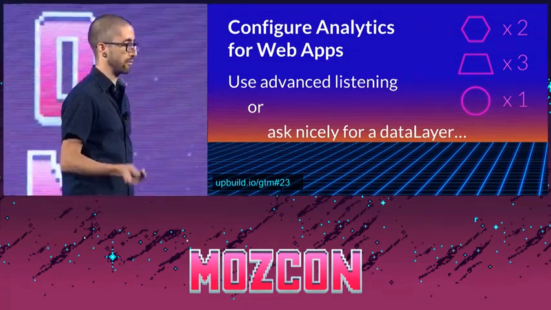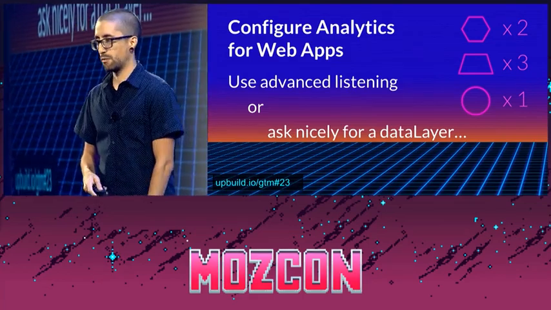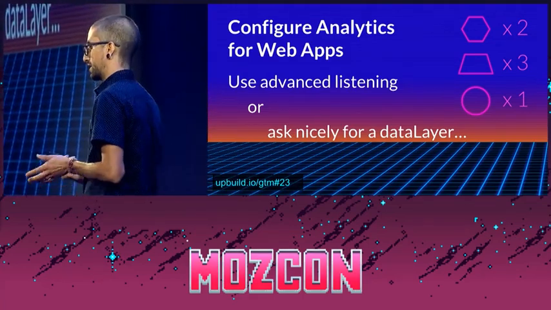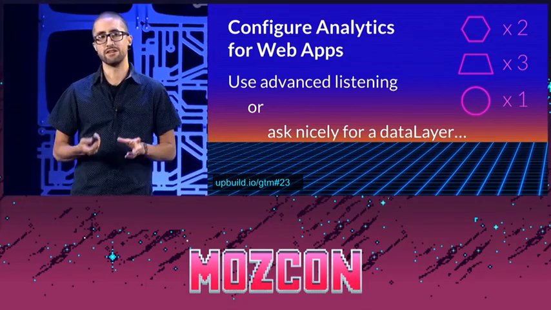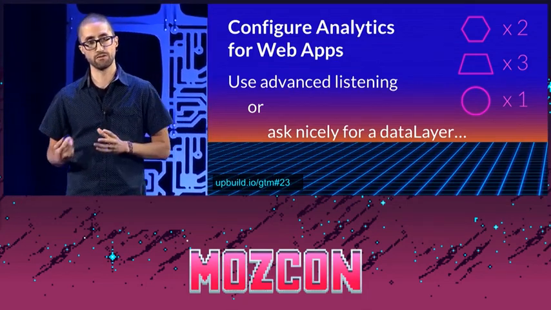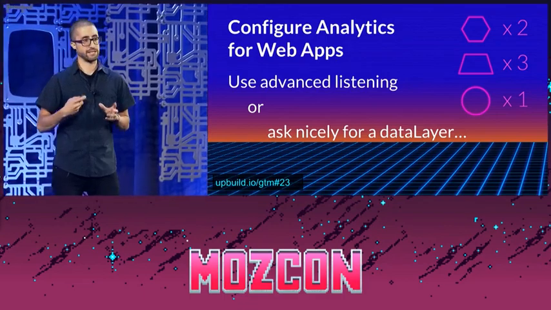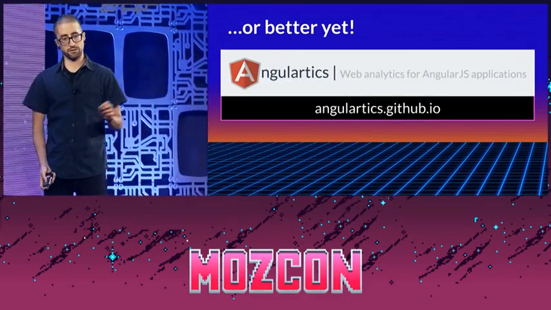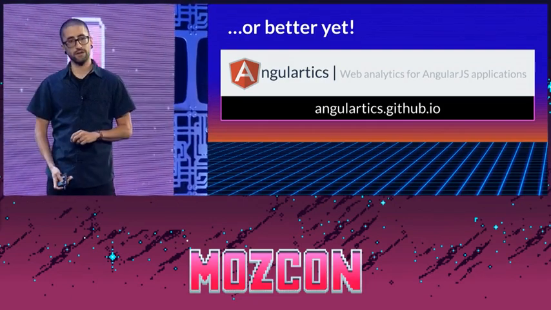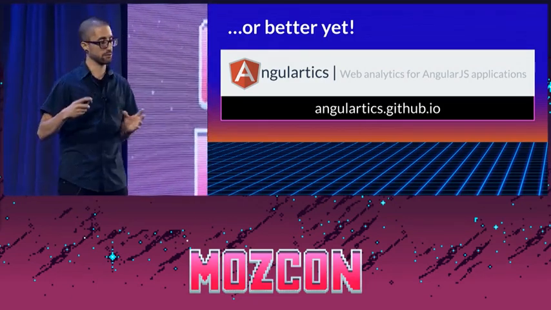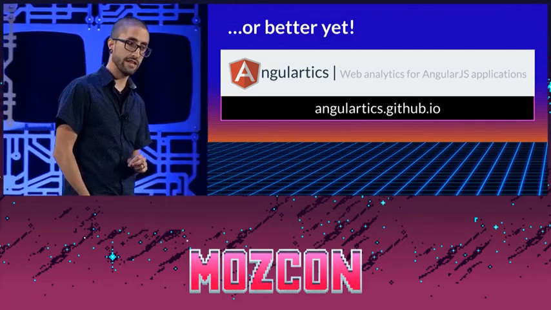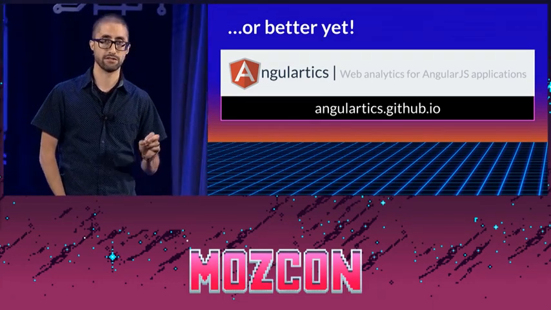So you have to kind of figure out whether you're going to use advanced listening, whether you want to ask your developers very nicely to include a data layer in there so you can get that information. But really, you just have to experiment and get more and more familiar with Google Tag Manager so you can kind of take those things as they come. Now, fortunately, if you are on Angular, there's a great new project in GitHub that will allow you to seamlessly integrate Google Tag Manager functionality into your Angular app. I personally haven't used this yet, but the people behind it are wicked smart, so check it out.